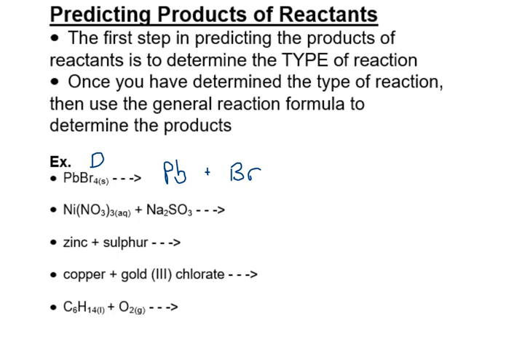But I've got to do a little bit better than this. That's not sufficient. First of all, this lead right here comes in groups of 1, and it should be a solid. But this bromine comes in groups of 2, and its state of matter on the periodic table is probably a liquid.